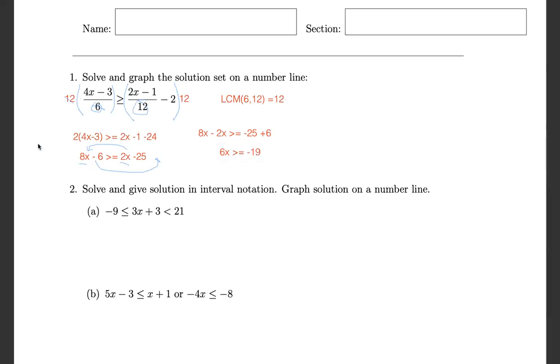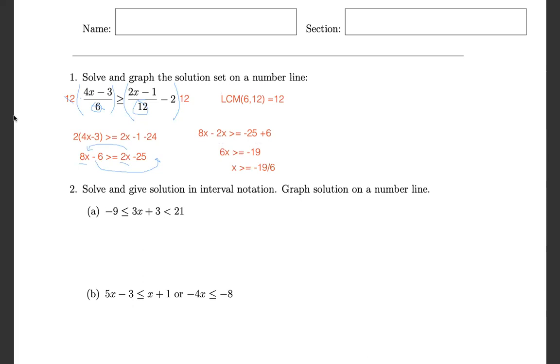Now we divide by 6. So the solution is a fraction: x is greater than or equal to -19 divided by 6. Well, 19 is a prime number, so it cannot be simplified. That's it. So the solution is this.